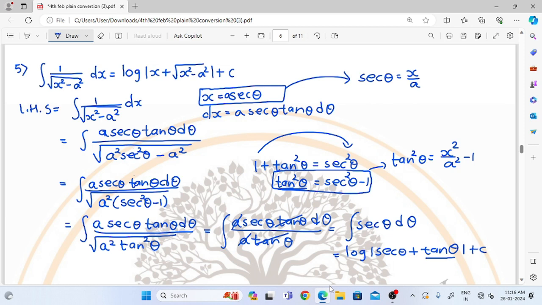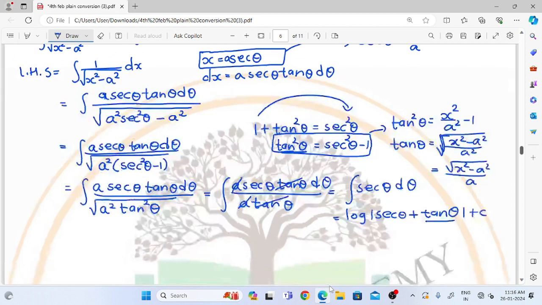And we need only tan theta. So tan theta is nothing but the square root of, if we do the cross multiplication, (x square minus a square) upon a square. In the denominator a square is there, so the root of a square is nothing but a. So tan theta is the square root of x square minus a square divided by a. The square root of the denominator, that is a square, is a.